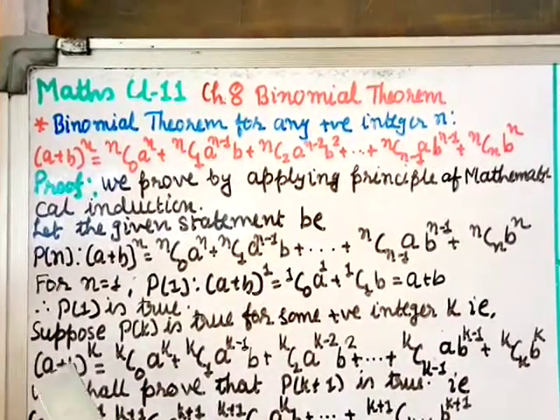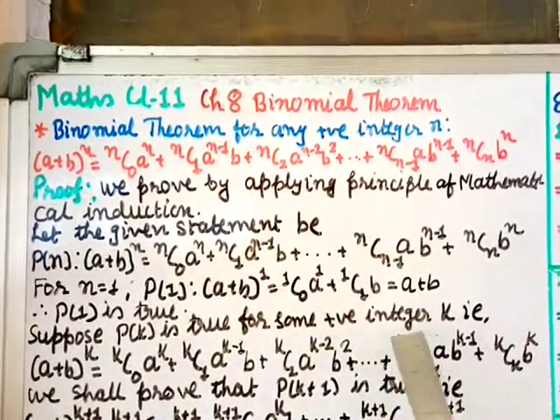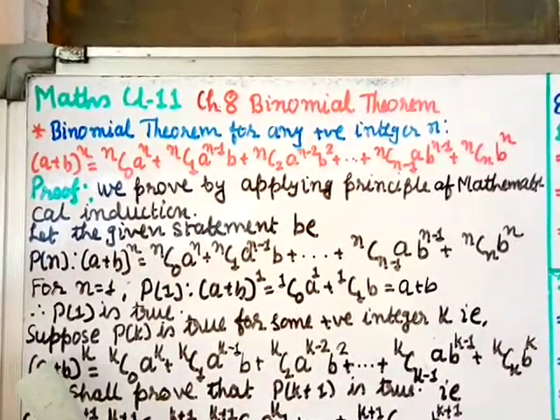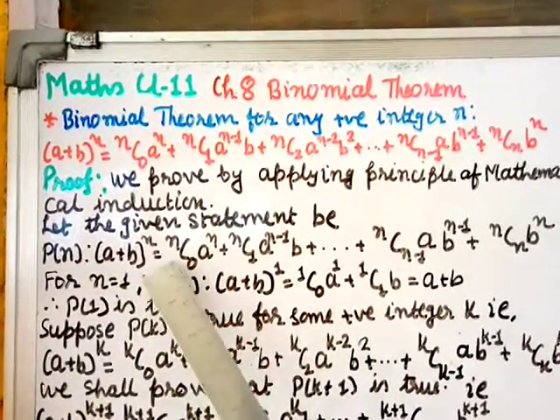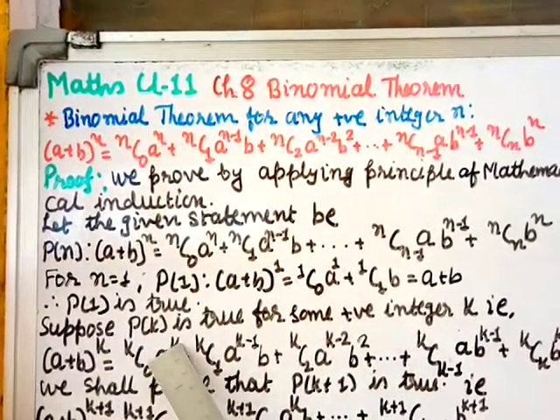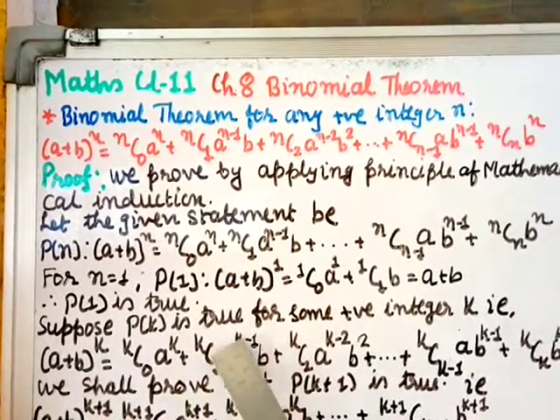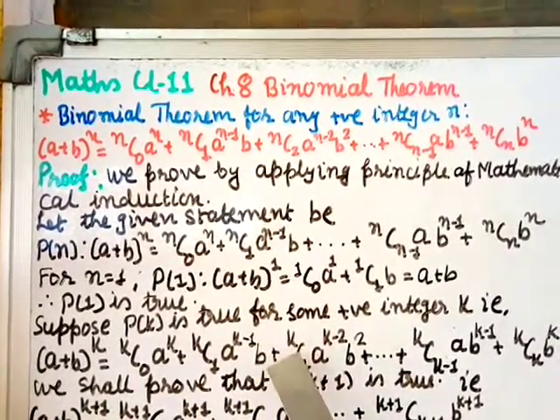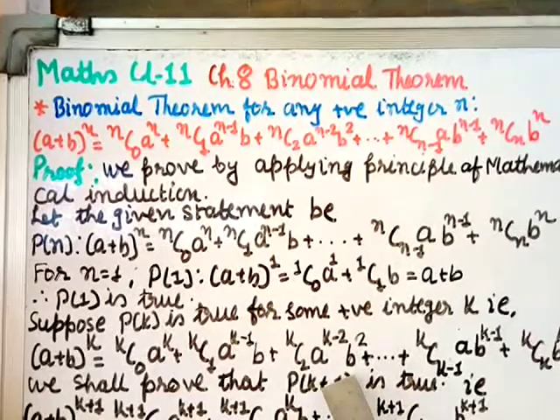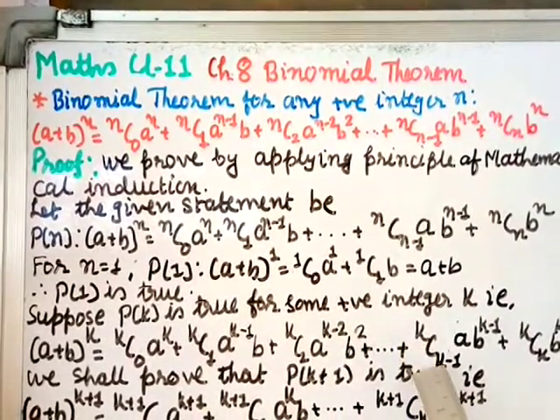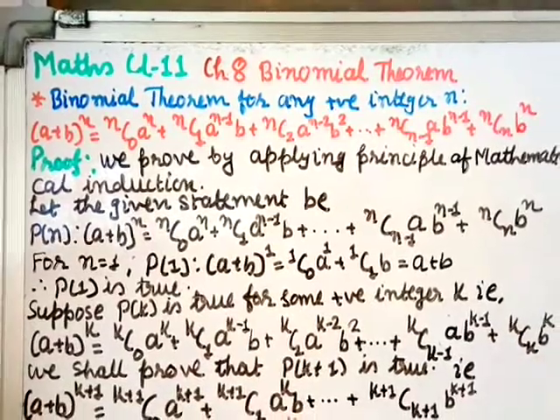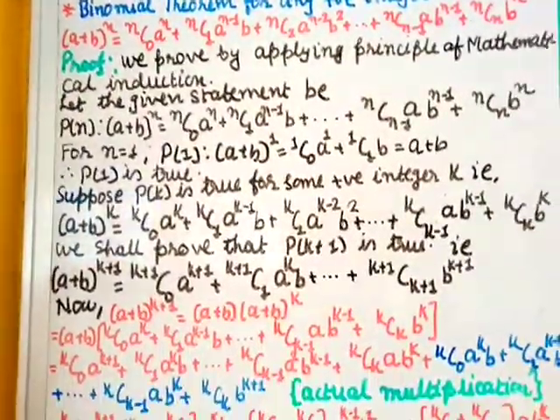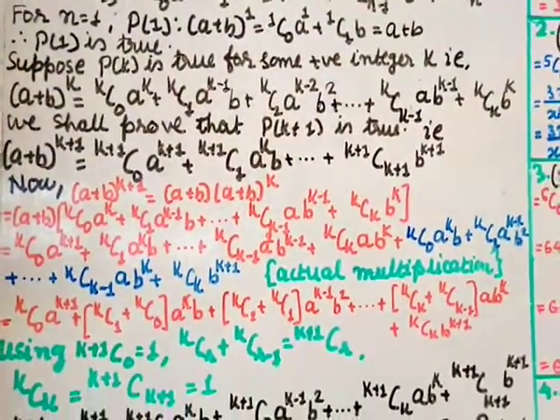P1 is true. Now suppose Pk is true for some positive integer k. Wherever there is n, you put k. So (a + b)^k = kC0 a^k + kC1 a^(k-1) b + kC2 a^(k-2) b^2 + ... + kC(k-1) a b^(k-1) + kCk b^k. So this is what we take as P of k, or Pk.